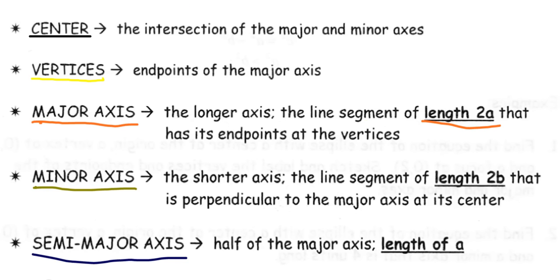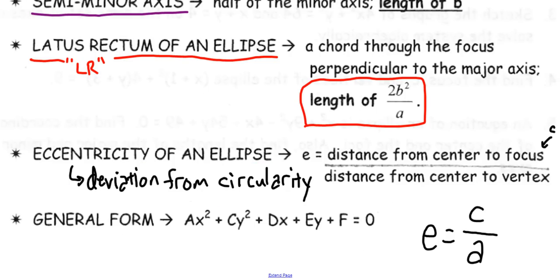Okay, the eccentricity of an ellipse is E. The eccentricity describes how far away from a circle an ellipse is, or how oblong it is. You can think of it as the oblongity, if you want to make up a word. So it's the oblongity of an ellipse.